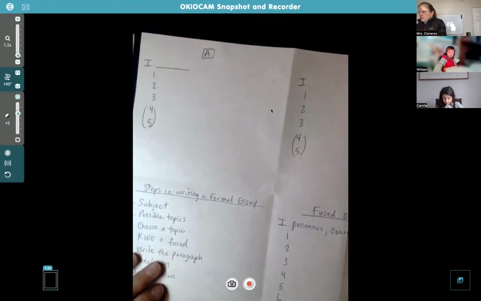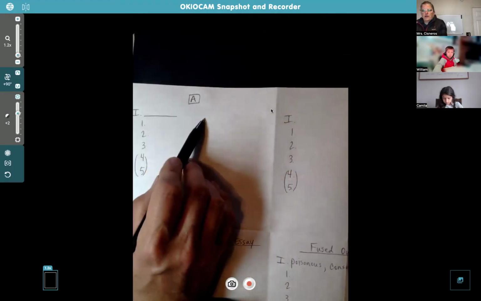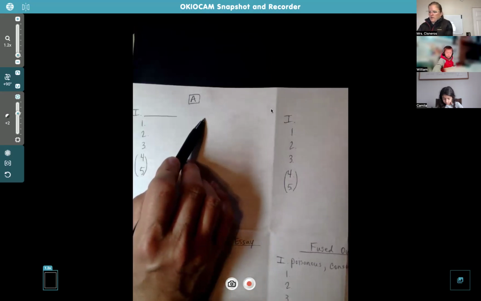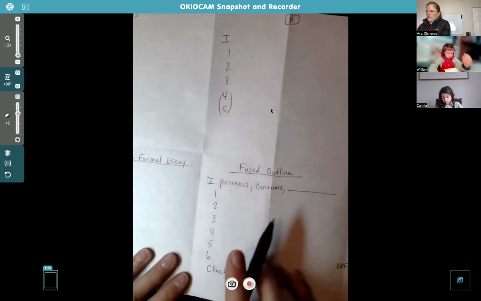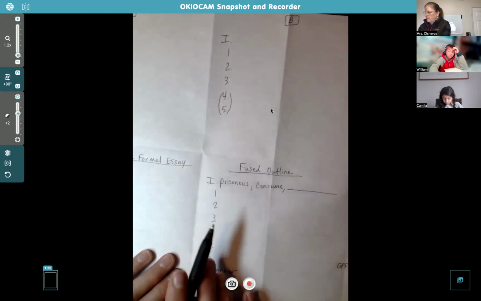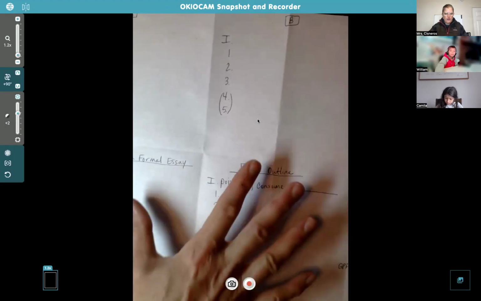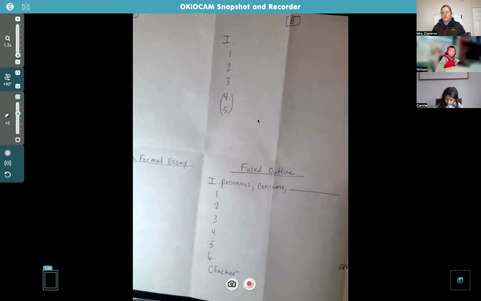Okay. So put your topic here. You would have both PF and GPF up here. And then for the fused outline, you're going to use these words, poisonous, consume, and then put PF, GPF. So you guys should both have something next to all the Roman numeral 1s. Once you have something next to all the Roman numeral 1s on this side, give me a thumbs up. Okay, good. I see that.